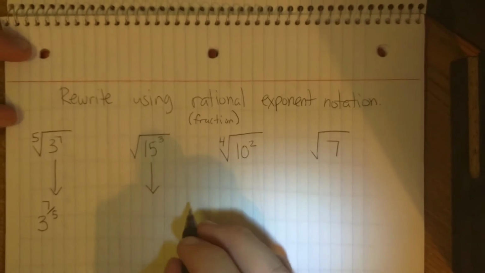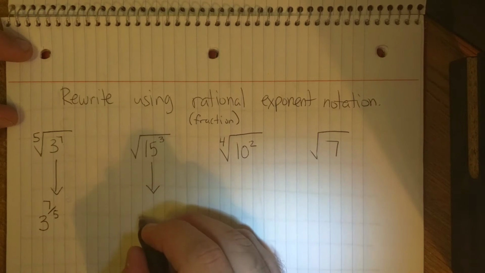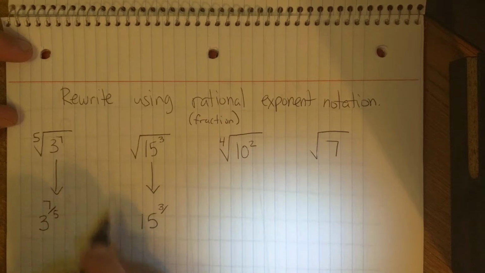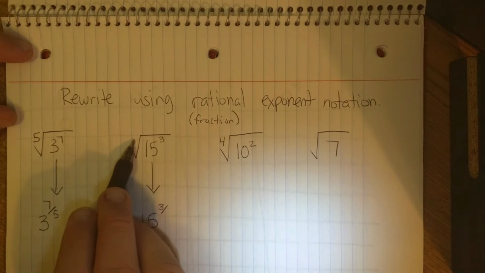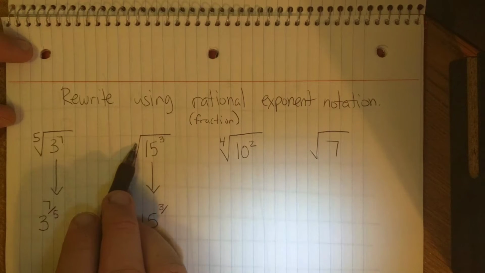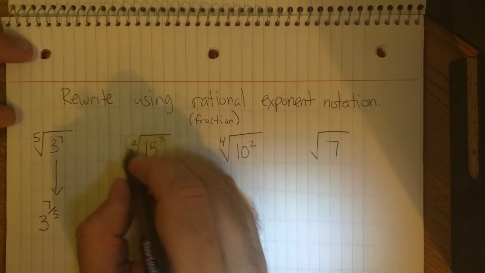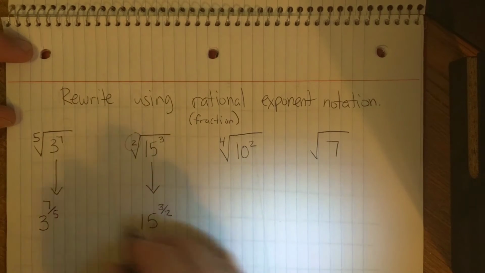Right here, I have 15 raised to the 3 over, then what number do I get from here? If I have no number written here, I assume it's a 2. There's a 2 assumed to be written here. Okay?